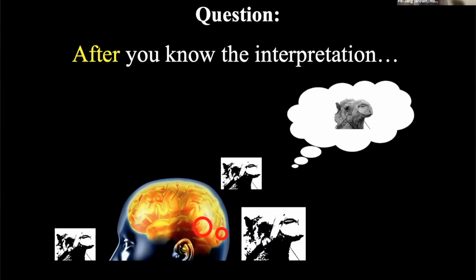And now we want to know what happens in the brain. So for example, does your higher level visual neural representation change after you know what it is? And how about your lower level visual neural representation? Will it change after you recognize this picture?